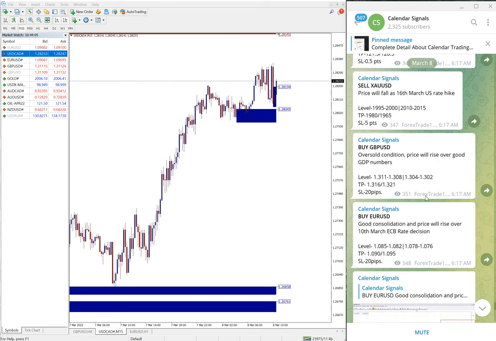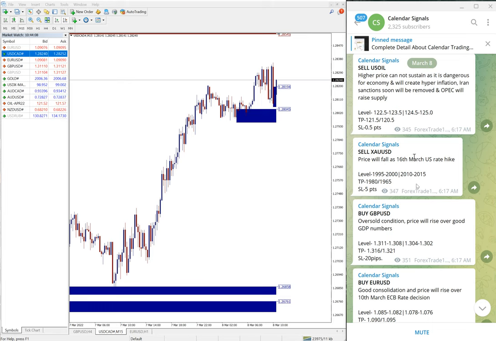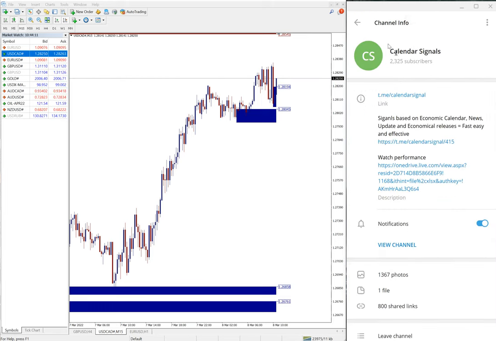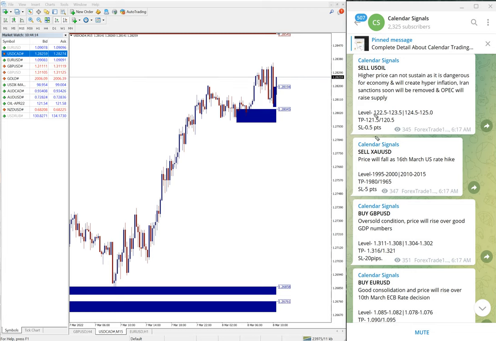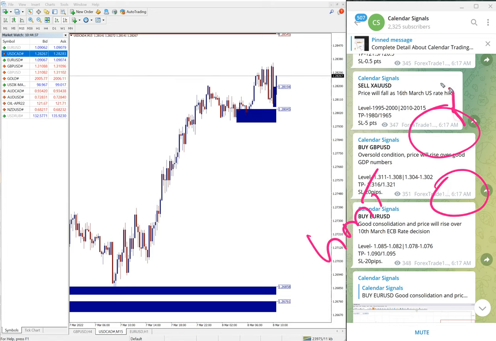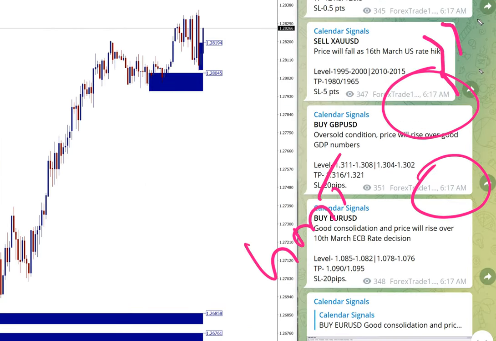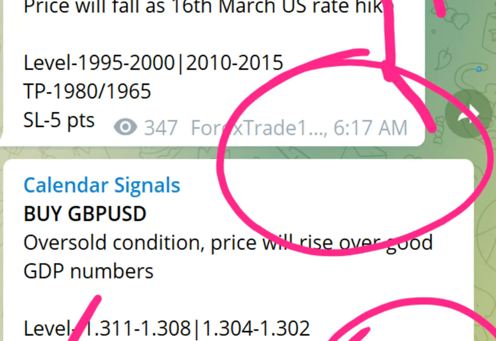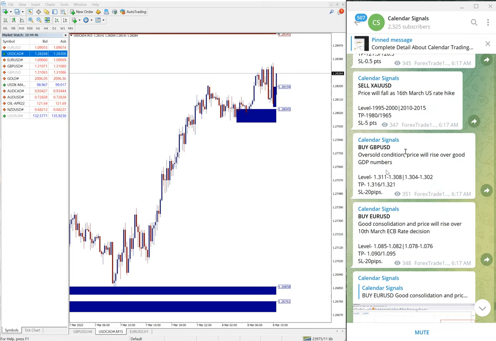Now we will see the performance of the free signals which we posted in this channel t.me/calendar signal. And today we gave sell US oil, sell XAU USD, which is sell gold, then buy GBPUSD and buy EURUSD. These four signals given, and you can see the signal given time 6:17 a.m. This is as per the GMT timeline, 6:17 a.m. GMT we have posted these signals.